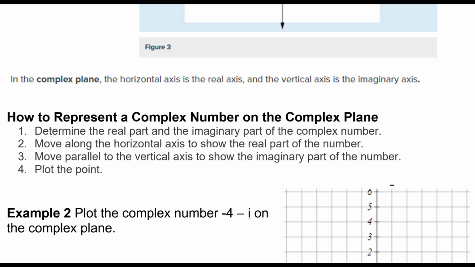So how to represent a complex number on the complex plane. Determine the real part and the imaginary part of the complex number. Move along the horizontal axis to show the real part of the number. Move parallel to the vertical axis to show the imaginary part, and then plot the number.